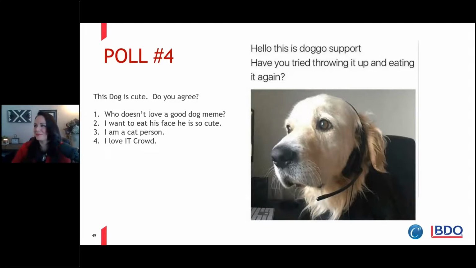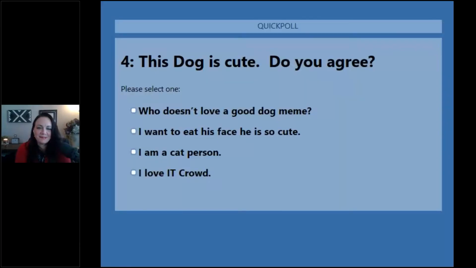We're asking you to rate doggo support. Number 1, this dog is cute. Do you agree? Who doesn't love a good dog meme? Number 2, my personal favorite, I want to eat his face. He's so cute. Number 3, I am a cat person. Confession, I do have 2 cats lounging in my living room right now. And 4, I love IT Crowd. So go ahead, let us know what you're thinking.